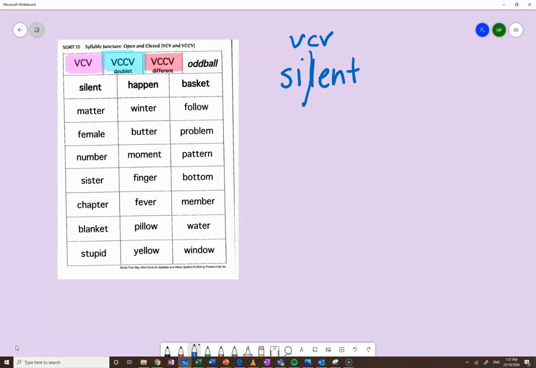Now when I'm looking at the first syllable, silent, that's making a long vowel sound in that first syllable. And because it's VCV, it's going to go into my first column. So I am going to highlight it now. Hopefully I picked the right color. My computer's being a bit funny. Oh, a little bit different, but that's okay.